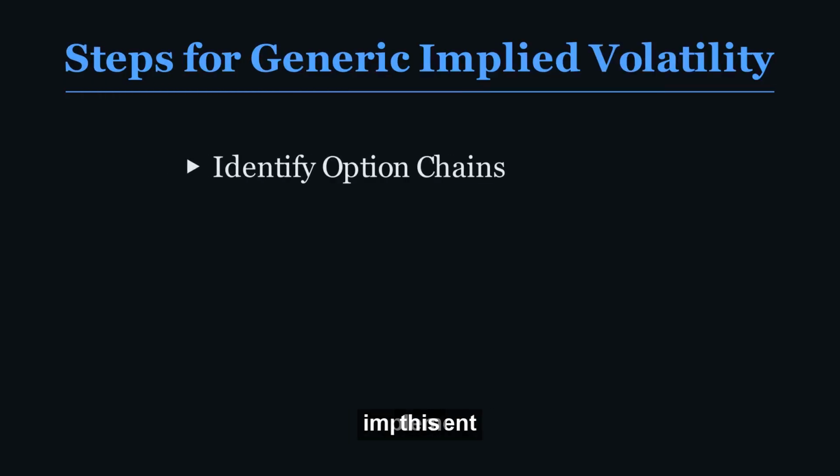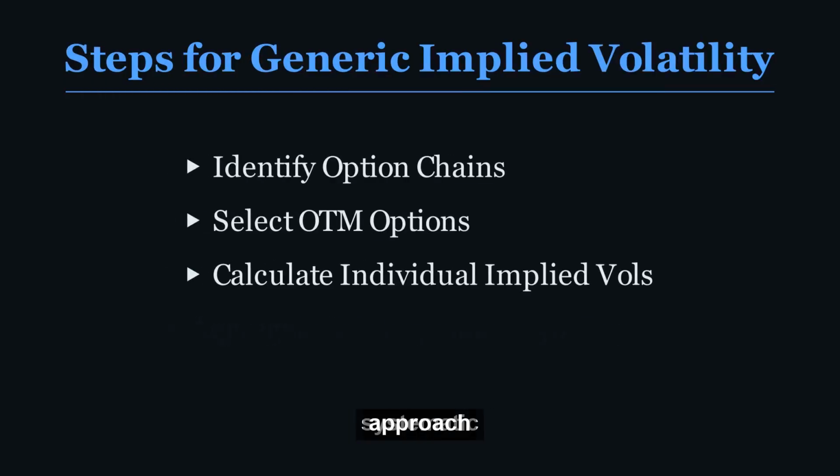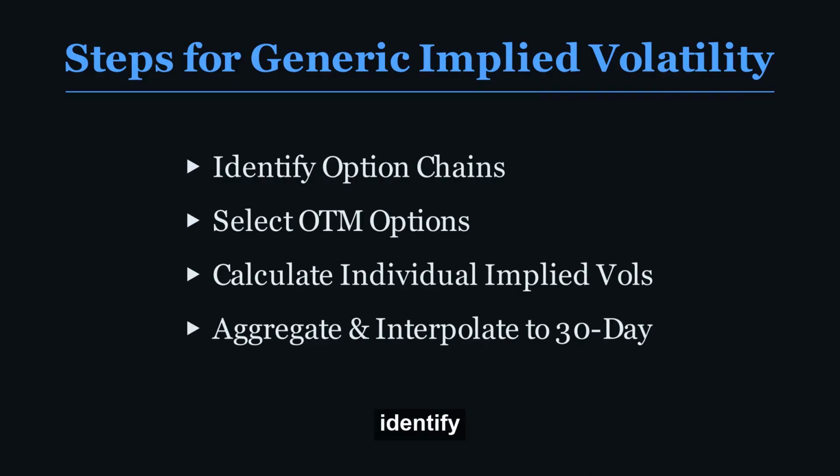To successfully implement this for any generic asset, a clear, systematic approach is essential. First, identify all actively traded options for the underlying asset with suitable expiry dates. Second, meticulously select out-of-the-money options, typically calls above the forward price and puts below it, ensuring sufficient liquidity for accurate pricing. Third, calculate the implied volatility for each selected option using an appropriate pricing model. Fourth, aggregate these individual implied volatilities using a weighted average, often involving interpolation between two expiry cycles to achieve a precise 30-day measure. This systematic process ensures a robust and consistent volatility estimate.